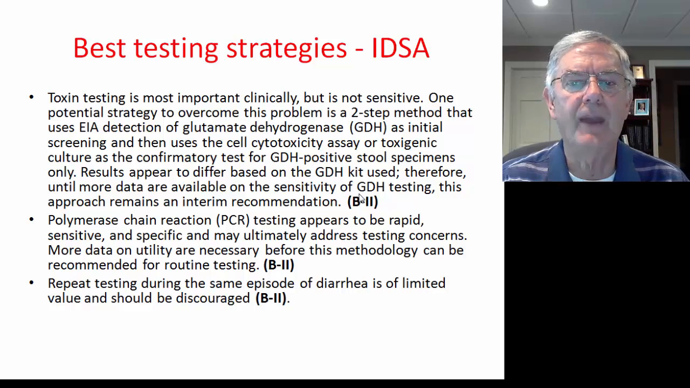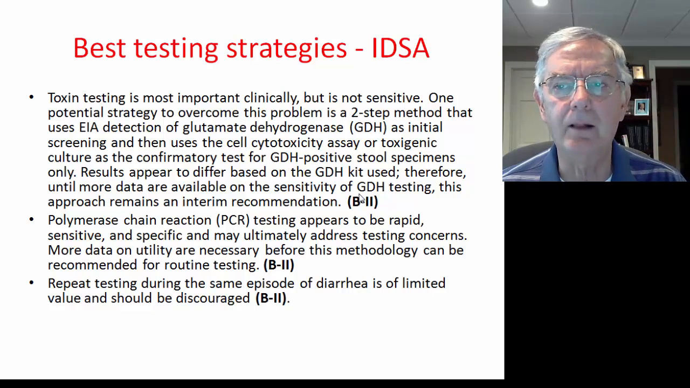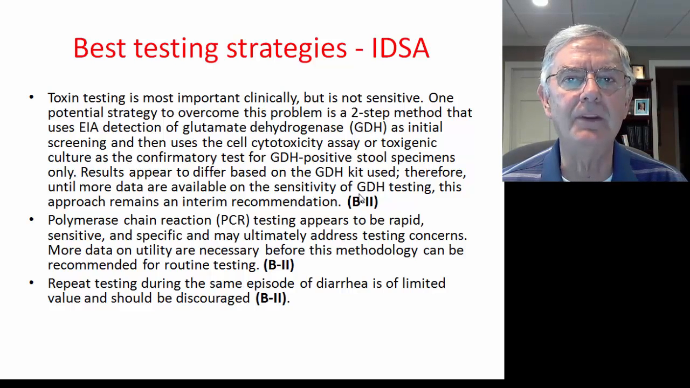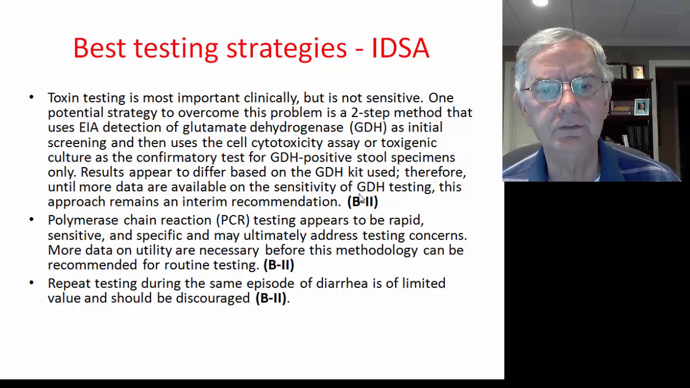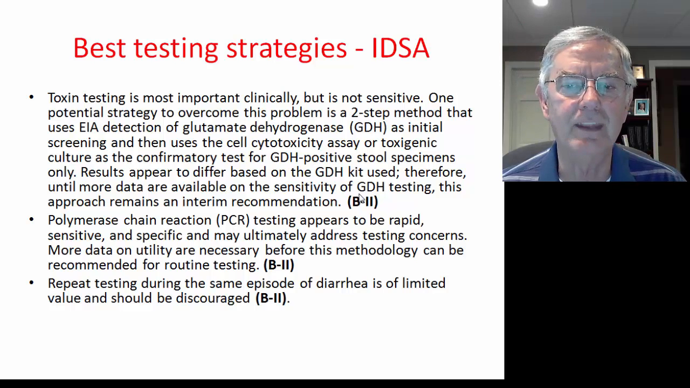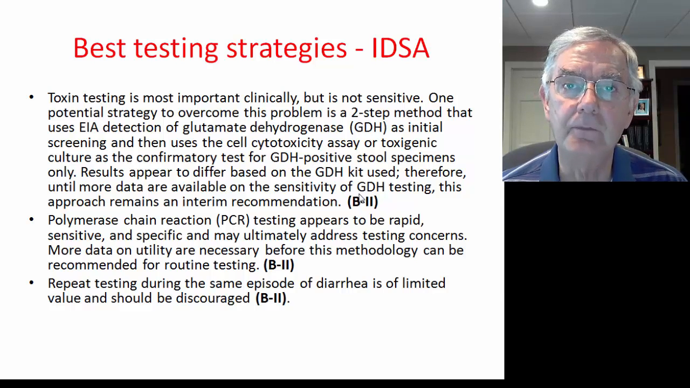So one potential strategy to overcome this problem is to develop an algorithm, and one is a two-step algorithm that uses enzyme immunoassay detection of glutamate dehydrogenase, or the GDH, as an initial screening, and then uses either the cell cytotoxic assay or toxigenic culture as the confirmatory test for the positive stool specimens. Now, this, of course, depends on the type of GDH test that you use, and you have to be careful as you decide which is the best test to use in your hospital.